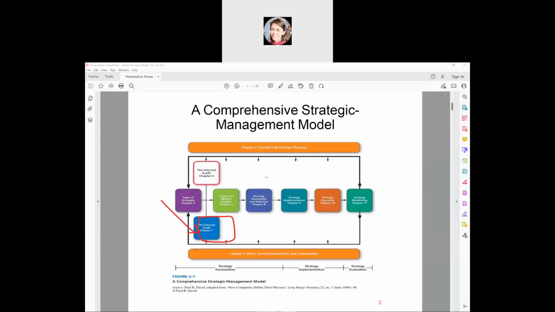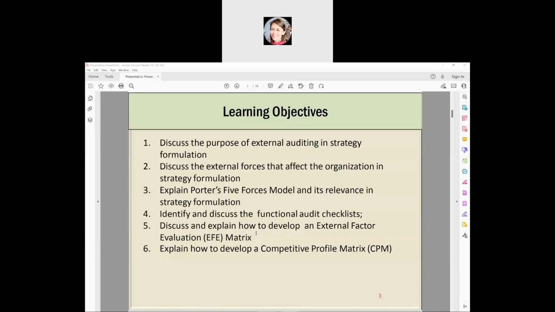Now, this is just to recap where we are at this point of time. We are right here, the external audit, chapter 7. Okay. Now, moving on, slide number 3.